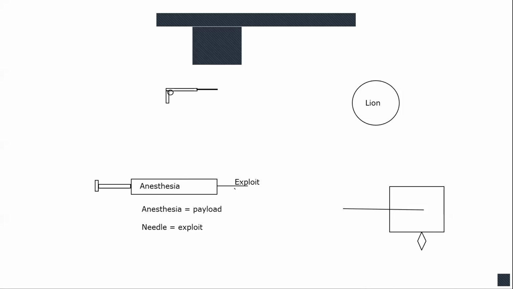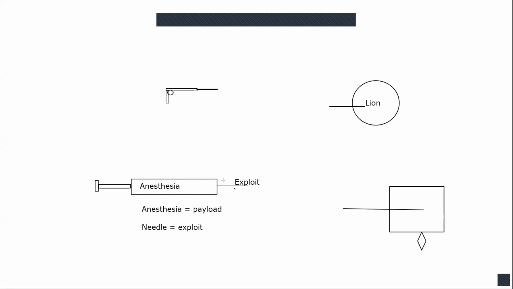So whenever you're trying to hunt a particular lion, this needle is getting into the lion. If you are not using a sharp needle, it doesn't work. So if you are not using a proper exploit, you can't hack into a particular machine. And if you have water in this syringe instead of anesthesia, the lion won't feel anything. So exploit and payload should be powerful.